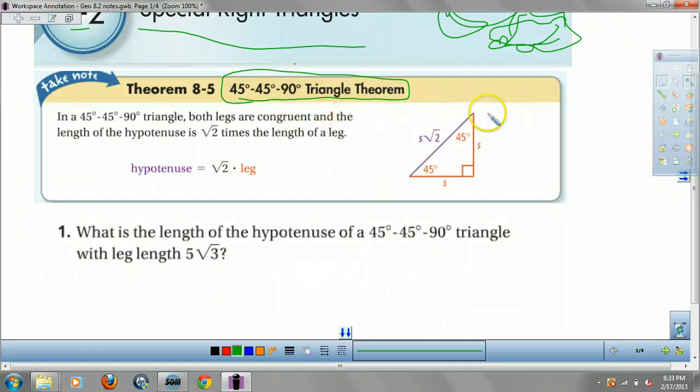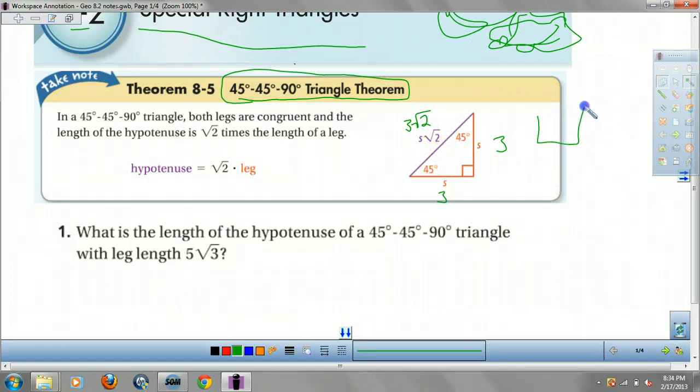Every right triangle that's a 45-45-90, meaning 45 degrees, 45 degrees, 90 degrees, has the same side proportions. If this side's s, this side's s, and this side's s square root 2. Your hypotenuse is just square root 2 times a leg. Saves you time. So for example, if I call this side 3, this side's 3, this side's 3 square root 2. That's all there is to it.